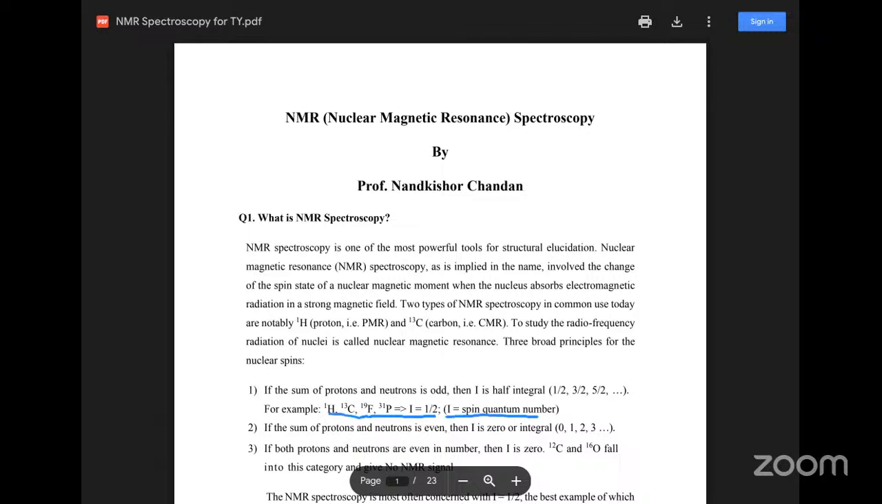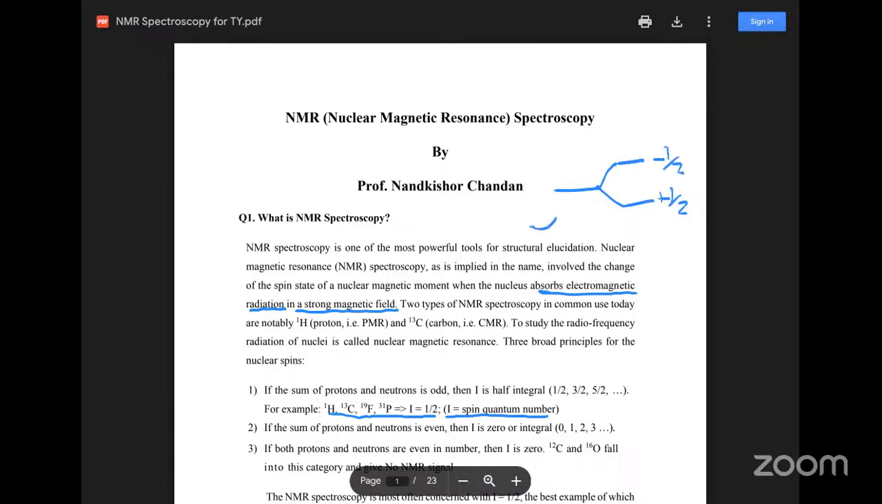Now, such nuclei which have half integral spin, when they spin on their own axis, induce their own magnetic field. When they are placed in a strong magnetic field and irradiated with radio frequency, what will happen? The nuclei arrange themselves with the magnetic field and against the magnetic field. So there will be two states: with the magnetic field, plus half, and against the magnetic field, minus half.